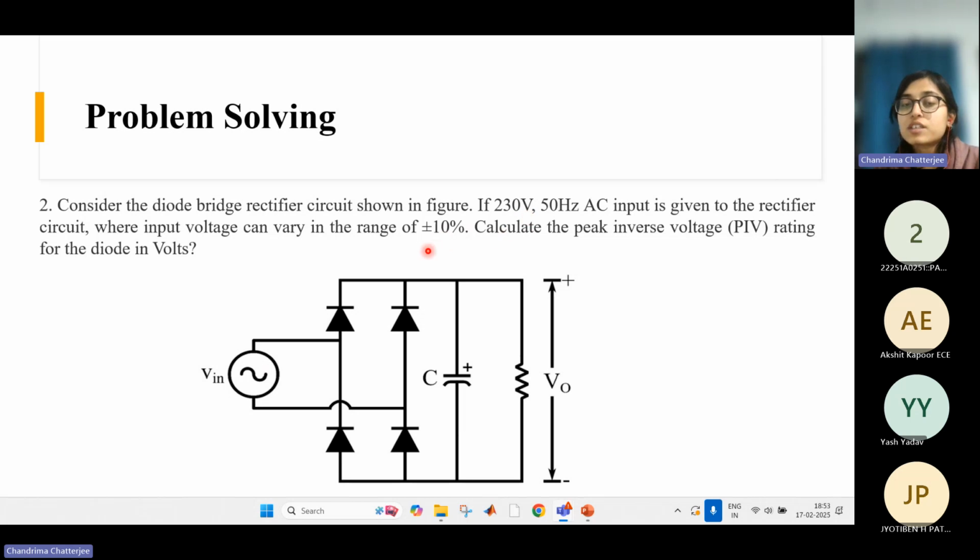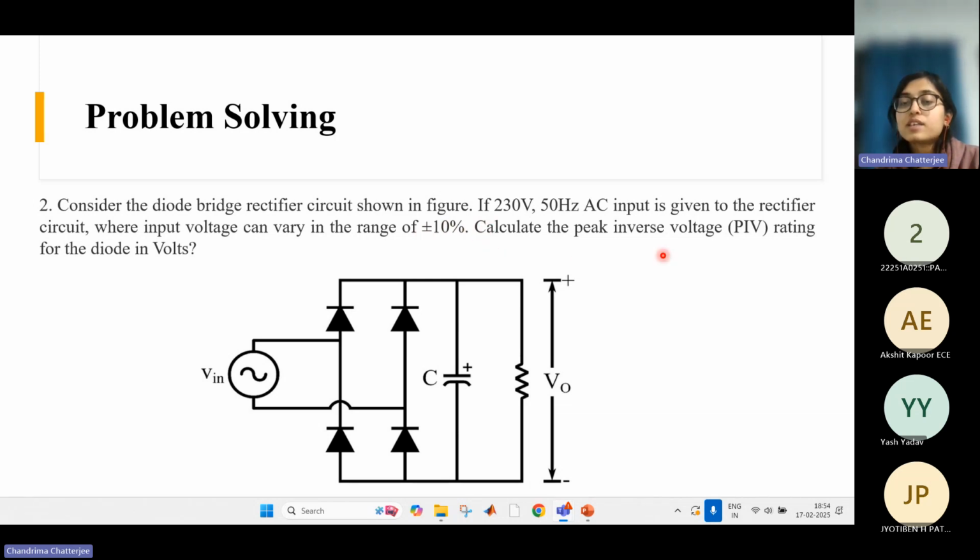But sometimes we know the grid voltage value can fluctuate, right? Because with the grid there are various kinds of loads attached to it. So sometimes the grid voltage may rise and sometimes it may dip also. So that's why there is a tolerance, a range of plus minus 10%. The grid voltage can go up to 110% of 230, and it can dip to 90% of 230. That's what they have said here, that it can vary in the range of plus minus 10%.